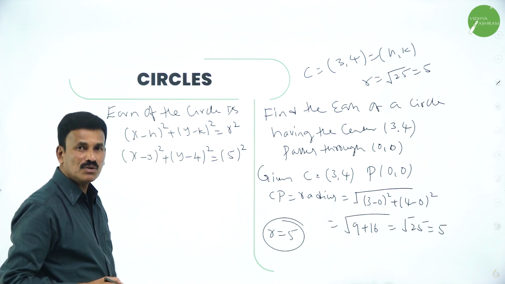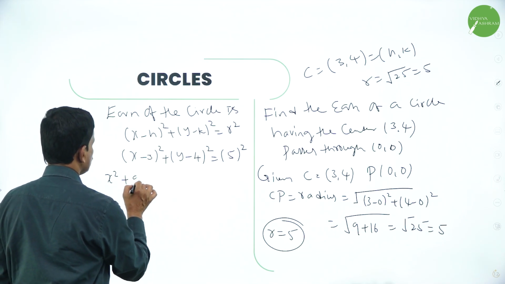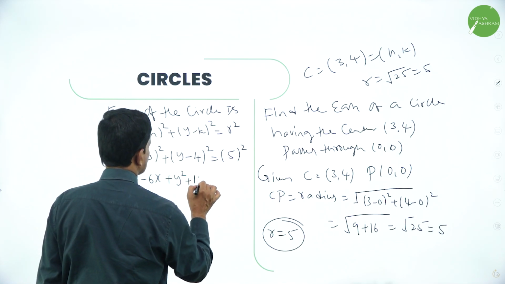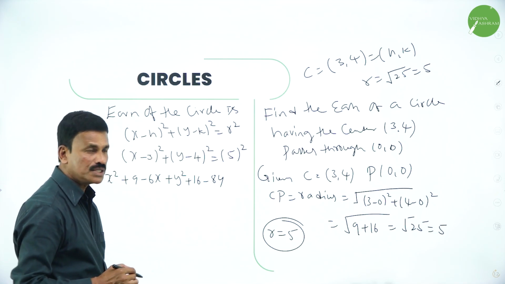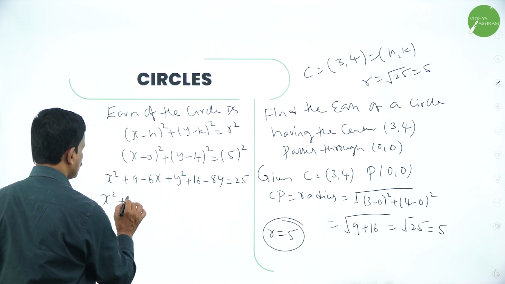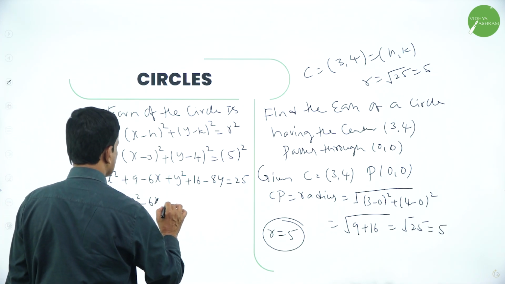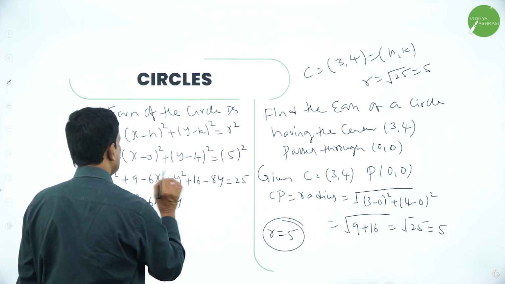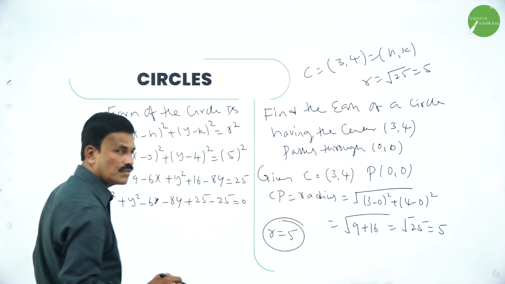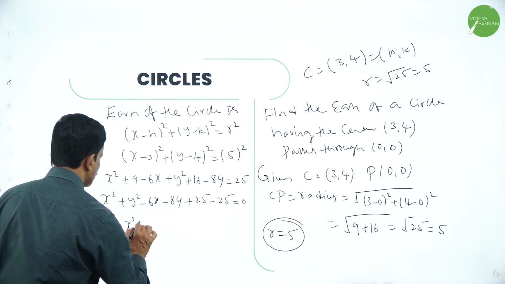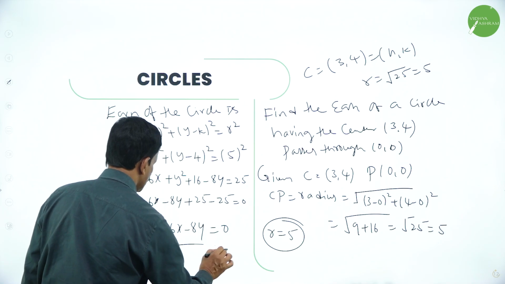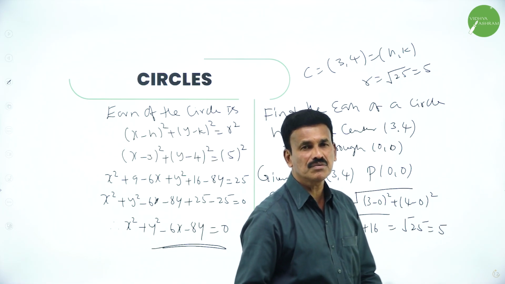Now again (a minus b) whole square is a square plus b square minus 2ab, so minus 6x; again a square plus b square minus 2, 4 into 2 is 8y, is equal to 25. Now put it in order. So this is x square plus y square minus 6x minus 8y, 9 plus 16 is 25, and bring this 25 to the left hand side. Minus 25 plus 25 gets cancelled. Therefore, the equation of the circle is x square plus y square minus 6x minus 8y is equal to 0. That's it. This is the required equation of the circle.